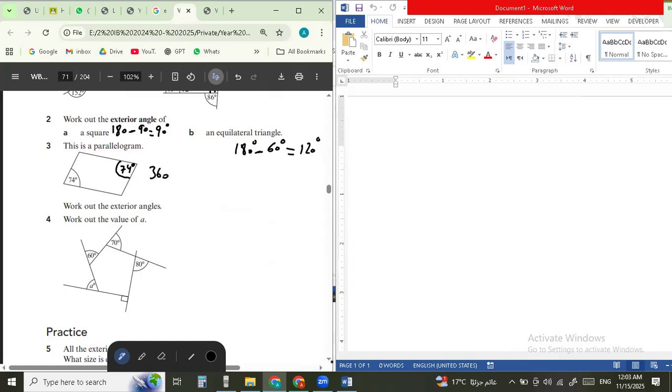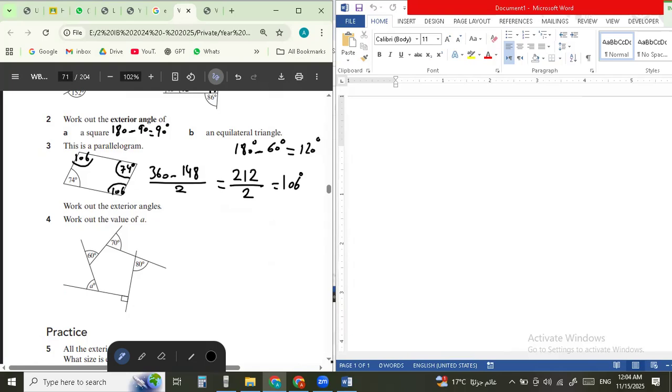So 360 minus 148 is going to give me the other two angles together. But I'm going to divide them by 2 to give me each angle. So 360 minus 148 is going to result in 212 exactly. 212 is the size of the two angles together, but I want only one angle, so it is going to be 212 divided by 2, which is 106 degrees. So this is 106, this is 106.